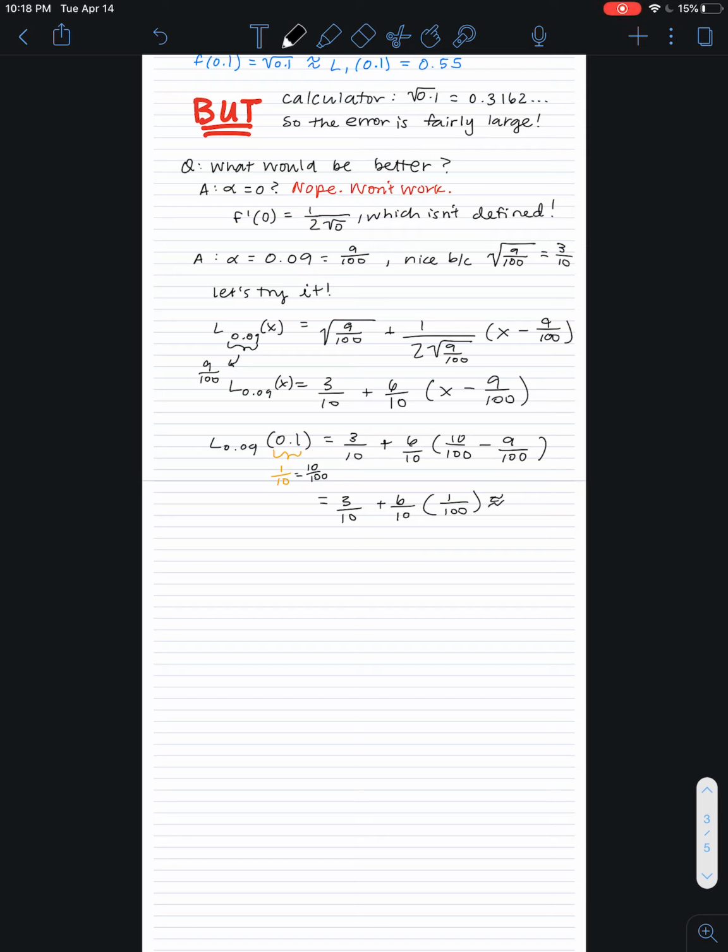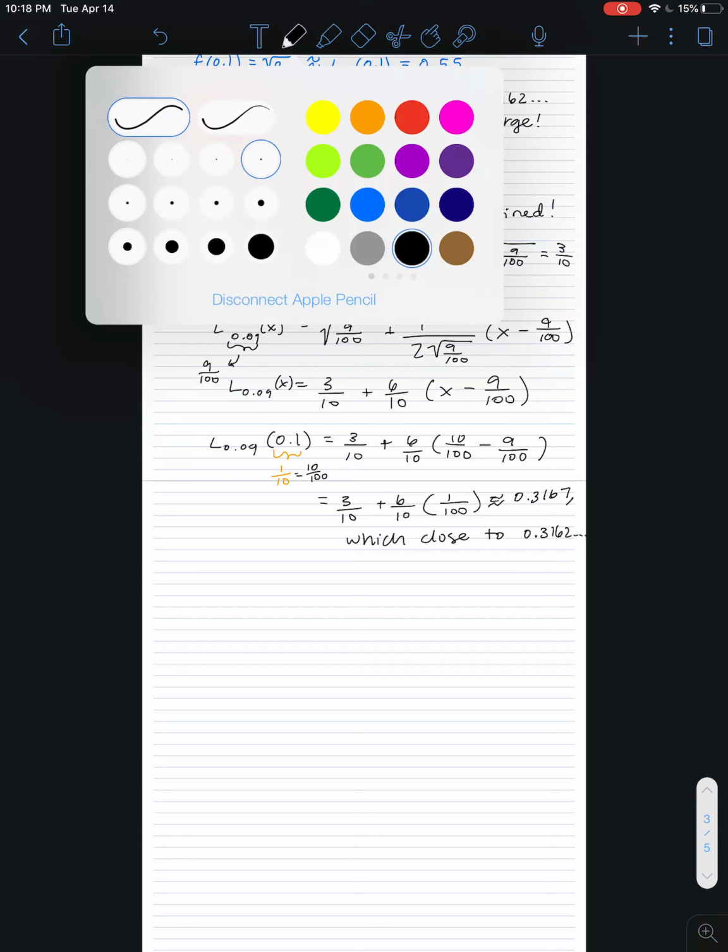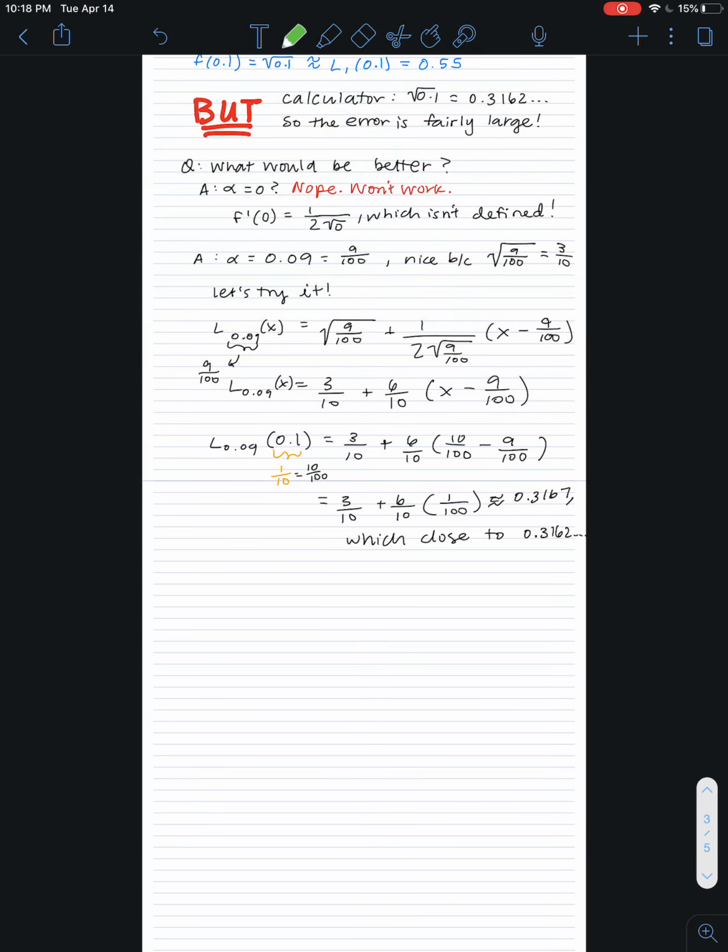Anyway, supposedly this is approximately 0.3167, which obviously is much closer to 0.3162, etc., which was the calculator's answer. So we're much happier with this estimation. Okay.